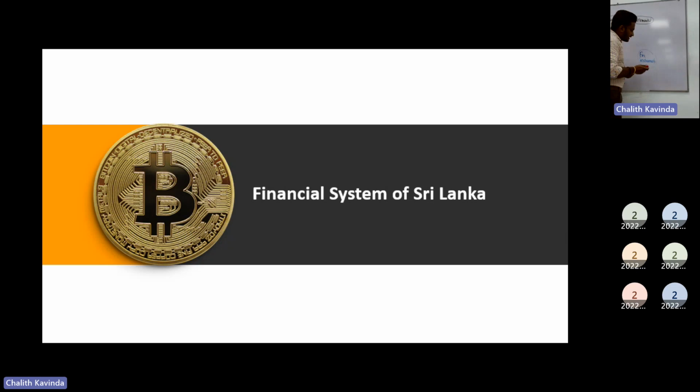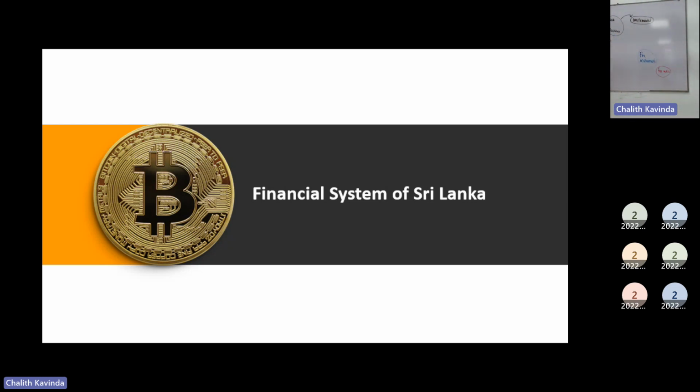And to generate capital, they have to consider a particular place, that is, financial markets. Financial markets could be the money market or the capital market. They need to get the support from there. And also, let's say households. I'm just elaborating these things in a very simple way.